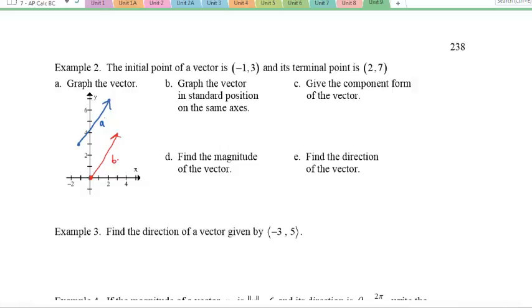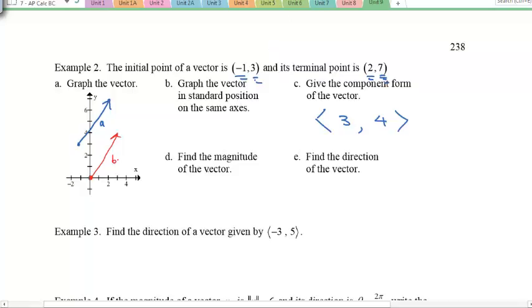Now, how do we find the actual component of the vector? Well, remember, the x component is just the difference between the x values. So 2 minus negative 1, that's just 3. And then the component for the y is just the difference between the y values. That's 7 minus 3, that's 4. And notice that for B vector, the one in red, the component would be the same. Still 3 for the x and 4 for the y.